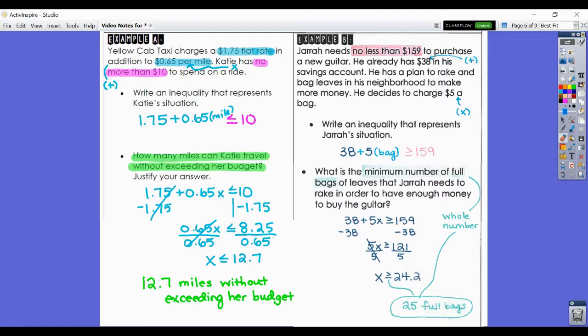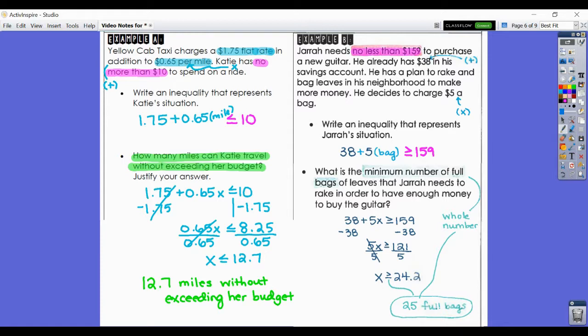Gerard needs no less than $159 to purchase a new guitar. So right away, no less than is going to set us up with greater than or equal to 159. It is important to note that Gerard can have $159 to purchase the guitar. He can't have under that. He can't have like 150 because it's 159 and he wouldn't be able to purchase it. But he can have money left over maybe for some other guitar cases or guitar picks or accessories or anything else he wants to buy. So he can have more than or equal to the 159, but anything below that he won't be able to purchase the guitar.